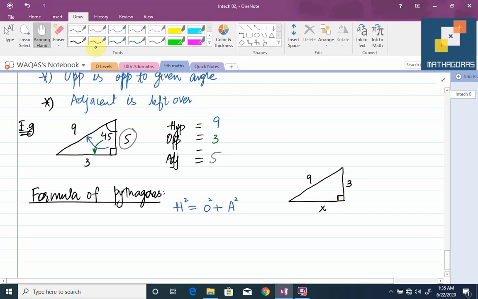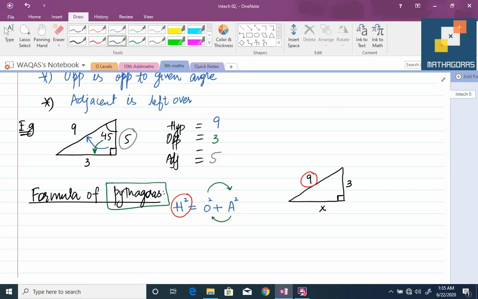The main condition for Pythagoras theorem is your hypotenuse. It must be correctly placed in your working formula. That is very important. Apart from hypotenuse, if you switch the sides of opposite and adjacent, it doesn't matter, but only for Pythagoras theorem, not for any other topic. Right? So how are we going to find the value of x?